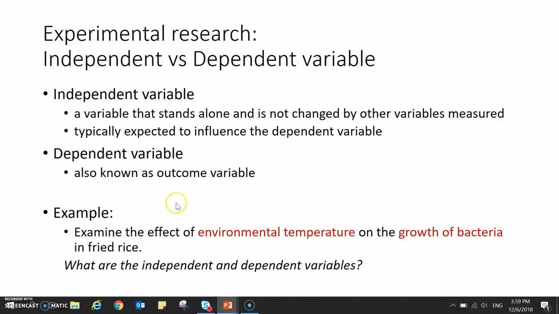For example, if we have a study to examine the effect of environmental temperature on the growth of bacteria in fried rice, what would be the independent and dependent variable in this case? The dependent variable in this case, since it is the outcome variable, it will be the growth of bacteria. On the other hand, the independent variable, the one which you manipulate, is the environmental temperature.